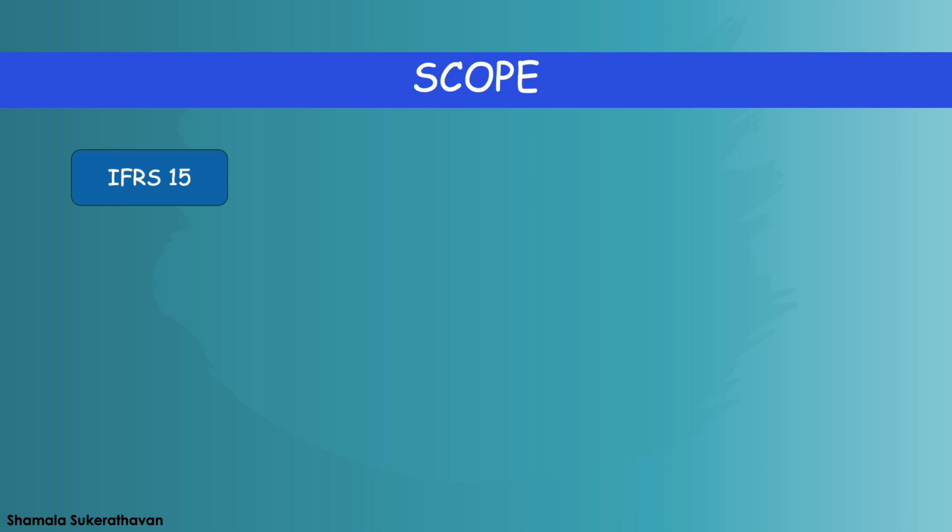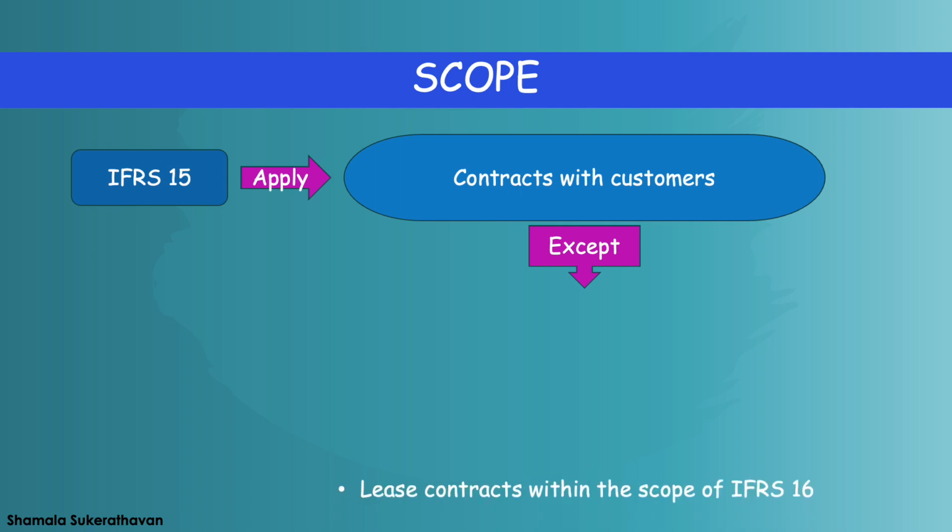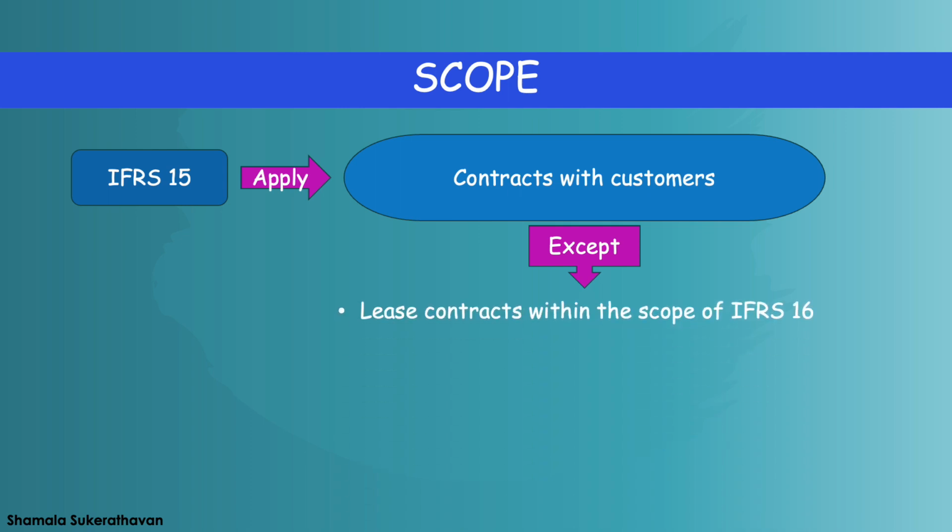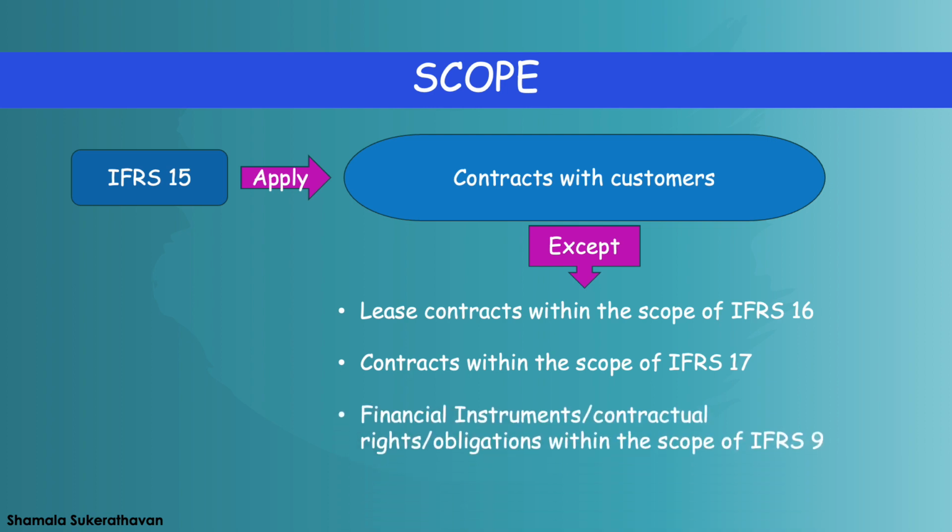IFRS 15 applies to all contracts with customers except the following. 1. Lease contracts within the scope of IFRS 16 Leases. 2. Contracts within the scope of IFRS 17 Insurance Contracts. 3. Financial instruments and other contractual rights or obligations within the scope of IFRS 9. 4. Non-monetary exchanges between entities in the same line of business to facilitate sales to customers or potential customers.